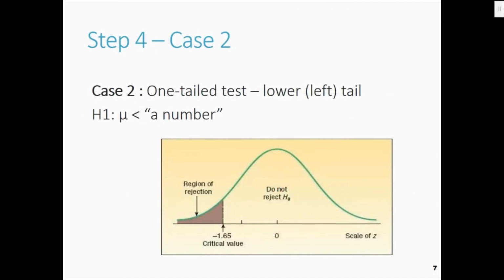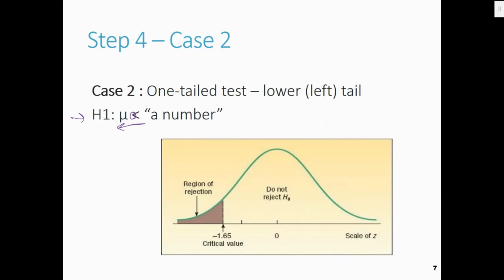The second case is where we go on the lower or left tail. How do we know when we're on the lower or the left tail? When H1 is testing for a less than. And we're having a less than test. And if you see, it's pointing to the left.